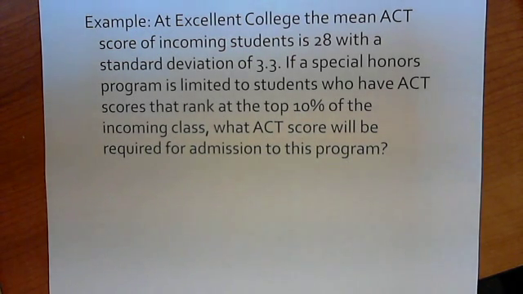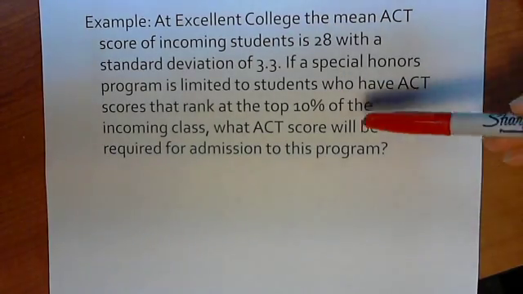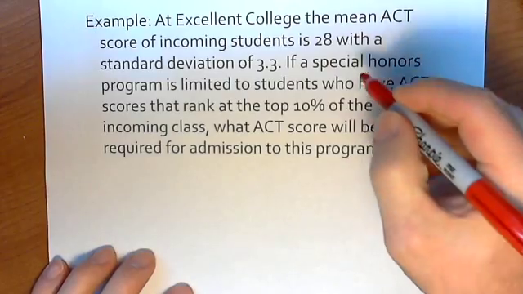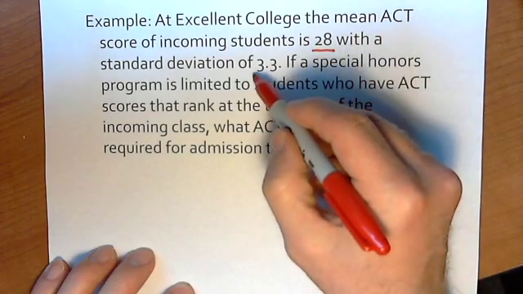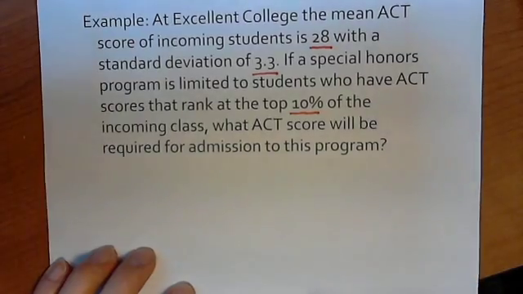Here's the example. At Excellent College, the mean ACT score of incoming students is 28 with a standard deviation of 3.3. If a special honors program is limited to students who have ACT scores that rank at the top 10% of the incoming class, what ACT score will be required for admission to the program? You can see just by looking through this what the important things are. There's our population mean for the group, our population standard deviation, and then this top 10%.